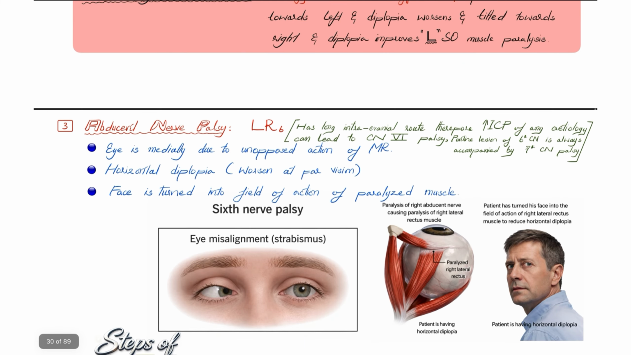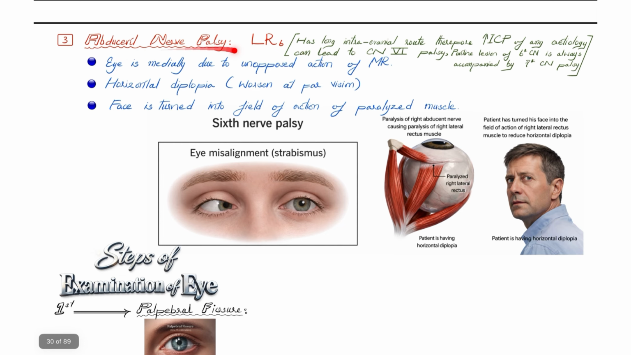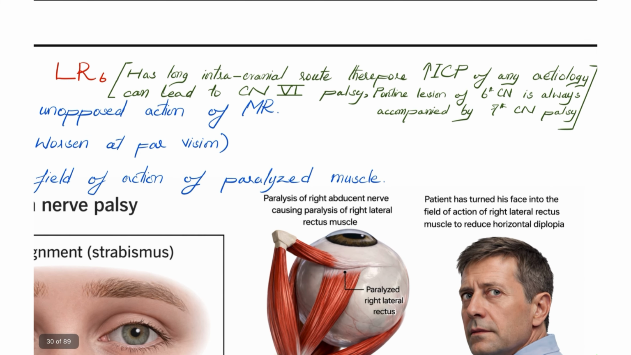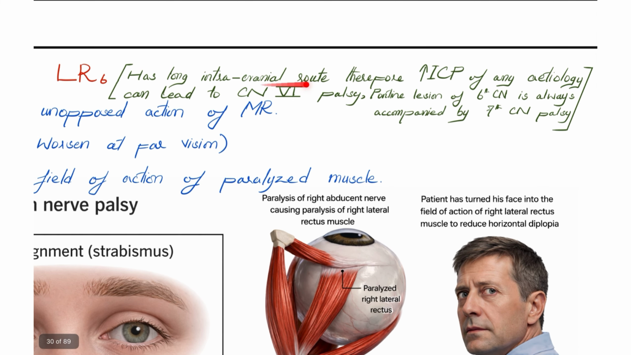Now let's discuss the abducent nerve, which is the sixth cranial nerve, and you can remember it by LR6, meaning it supplies only one extraocular muscle, which is the lateral rectus muscle. Now there is a peculiar feature of the abducent nerve. It has a long intracranial route. Therefore, when there is increased intracranial pressure of any etiology, it can lead to sixth cranial nerve palsy.